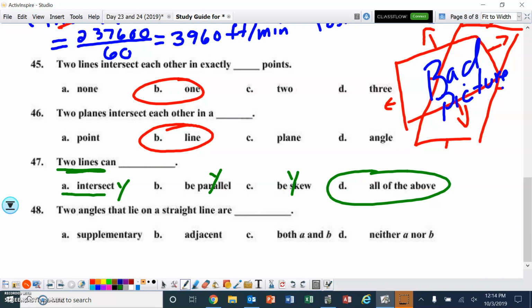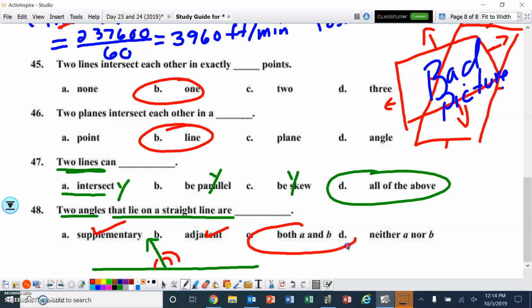Two angles that lie on a straight line are, okay. Two angles that lie on a straight line. Here's angle 1. And okay, so here's an angle. And here's an angle. Okay, those two angles lie on a straight line. Yep, they're supplementary, and they're adjacent to each other. So it's both A and B.